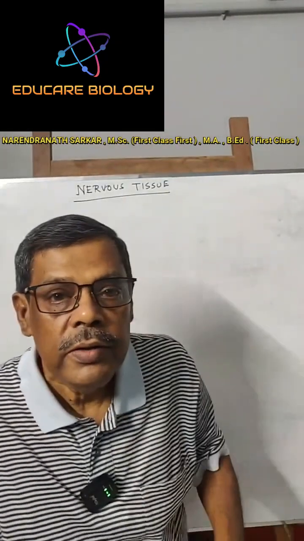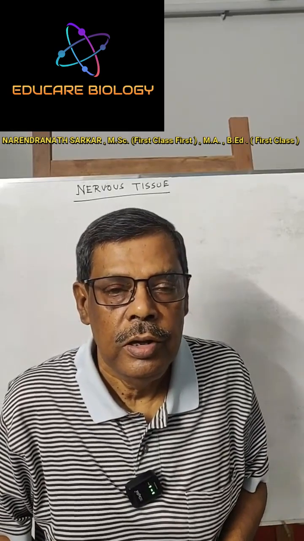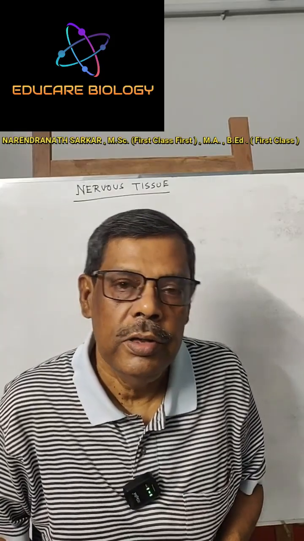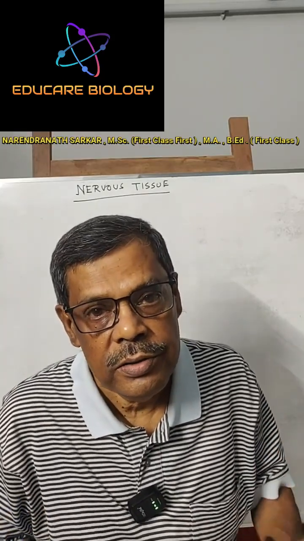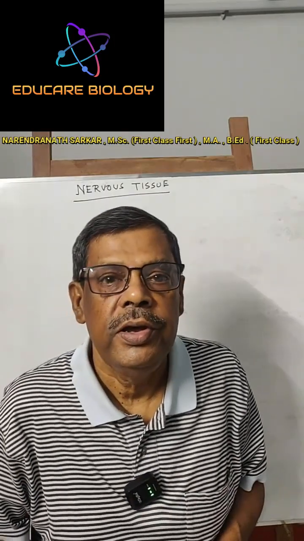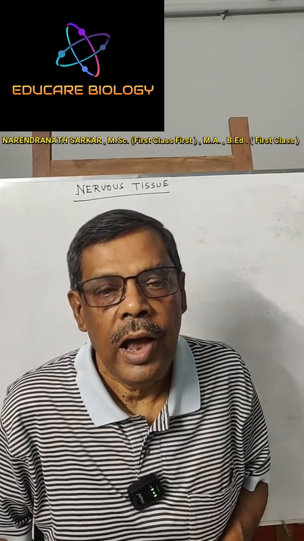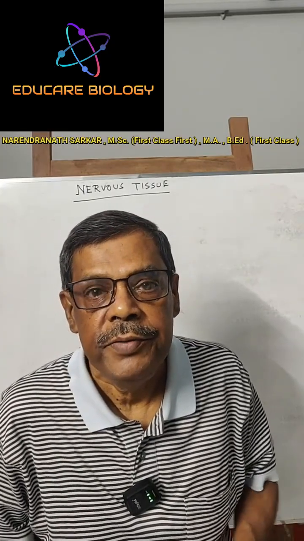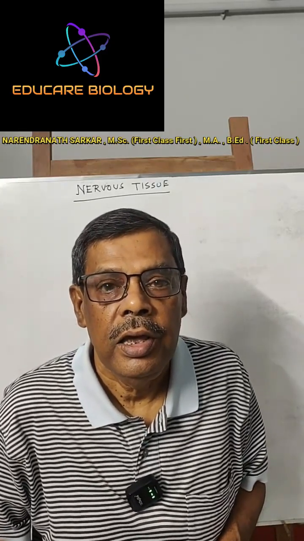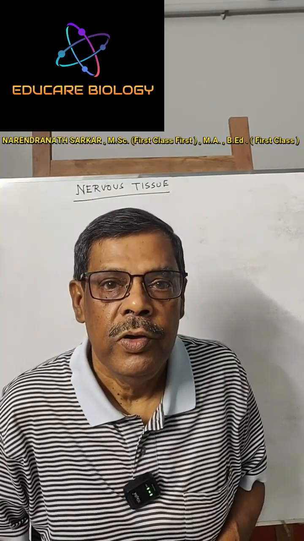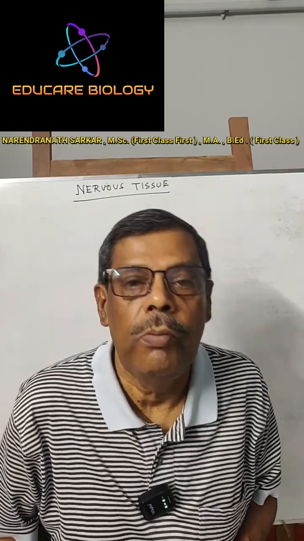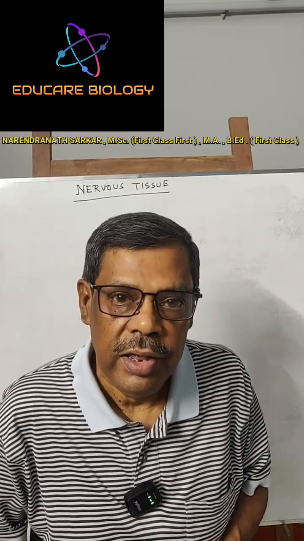First of all, what is nervous tissue or nerve tissue? The tissue in animals which receive, integrate, transmit, and coordinate different stimuli in the body is called nerve tissue or nervous tissue. It is composed of nerve cell or neuron.